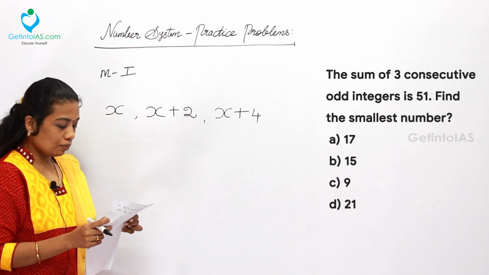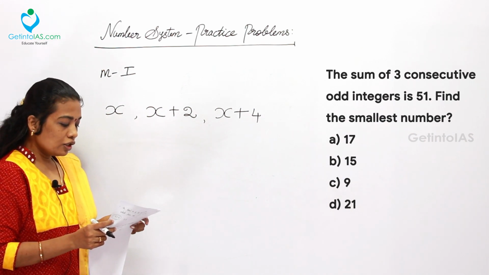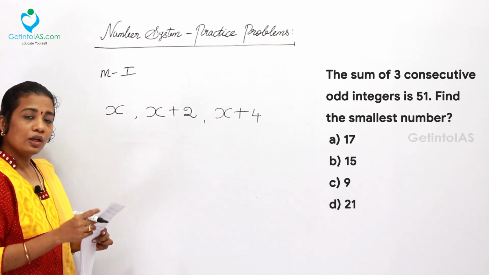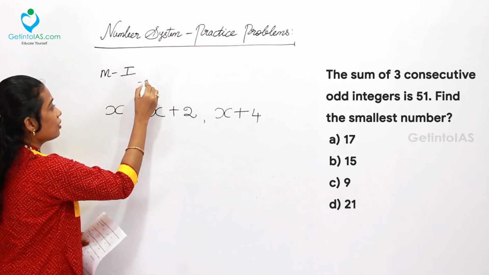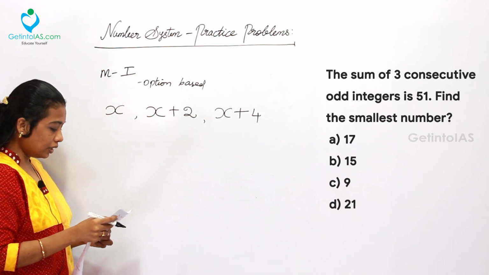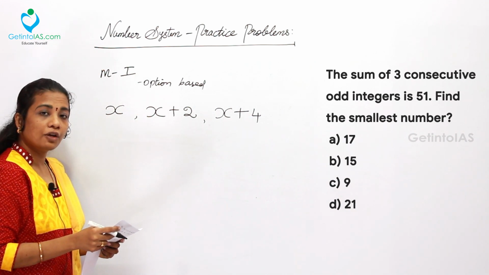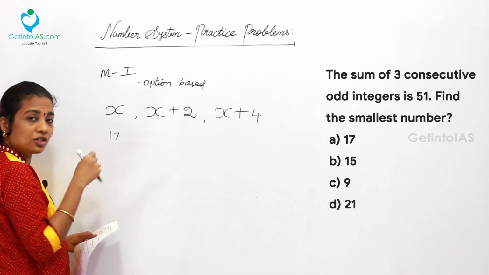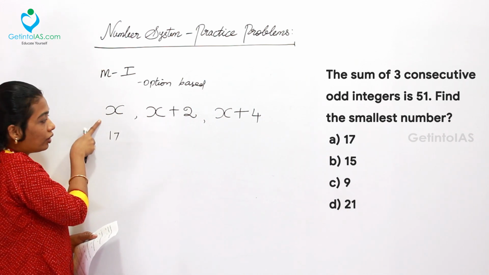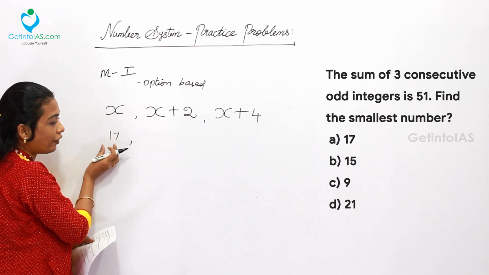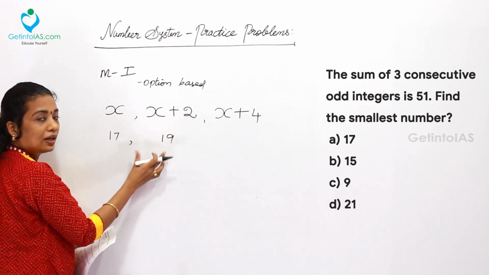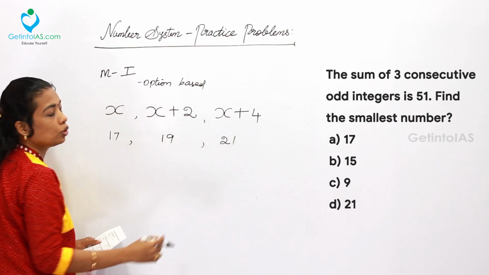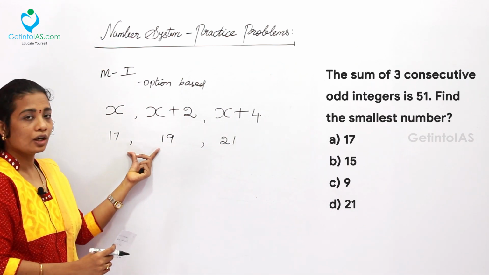Okay, now we can move on to the question. Find the smallest number. So for method 1, you can use the option based method. All the options are given in terms of odd numbers. So let's take the smallest number. Assign 17 for the smallest one. If this is 17, this will be 19. What about the next number? This will become 21. So the differences are 2.